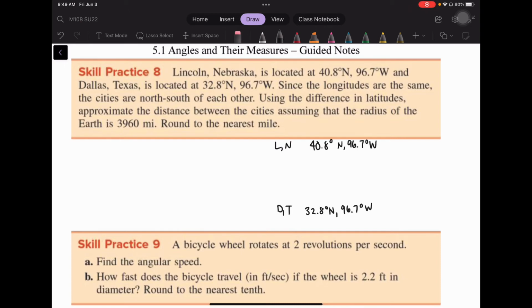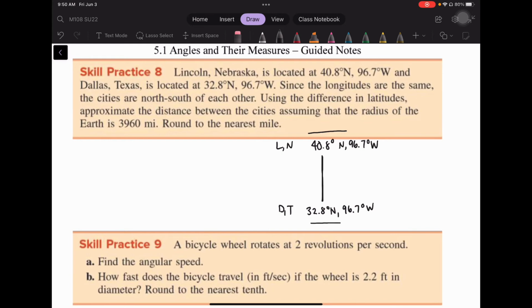So we want to, using the difference in latitudes, which is going to be the north here, approximate the distance between the cities, assuming that the radius of the Earth is 3,960 miles. So we're basically just trying to figure out what this distance is here. Obviously, it's not a straight line. The Earth is round. And so when we're looking at a globe, we're really talking about some sort of portion here. And it's just straight up and down on that sector because we don't have to deviate east or west.